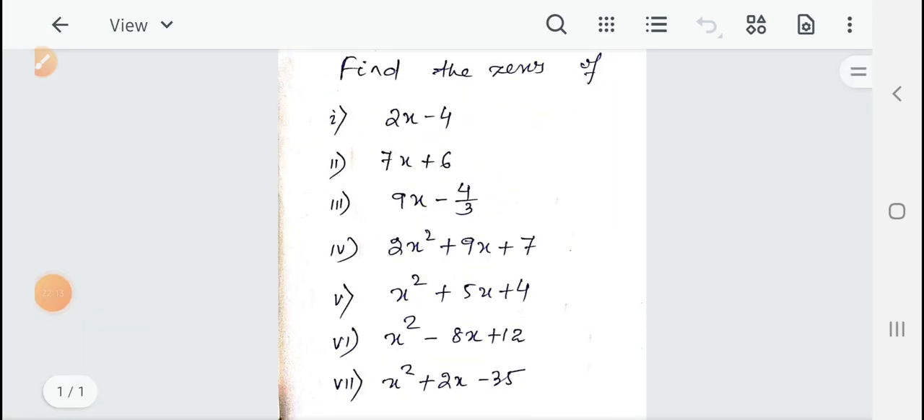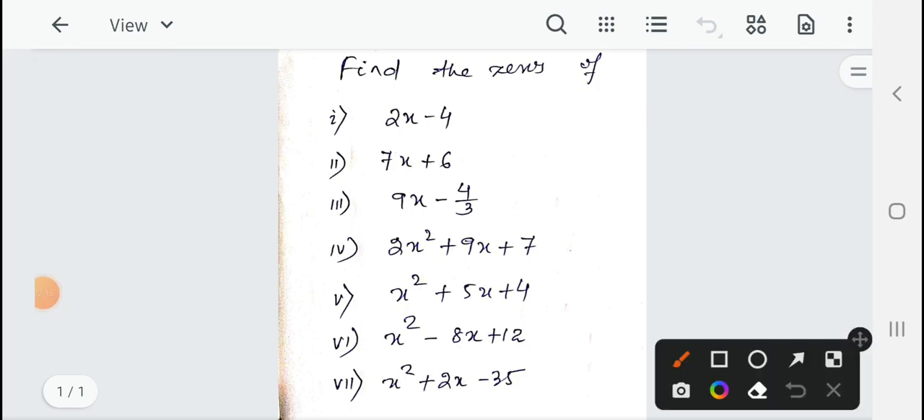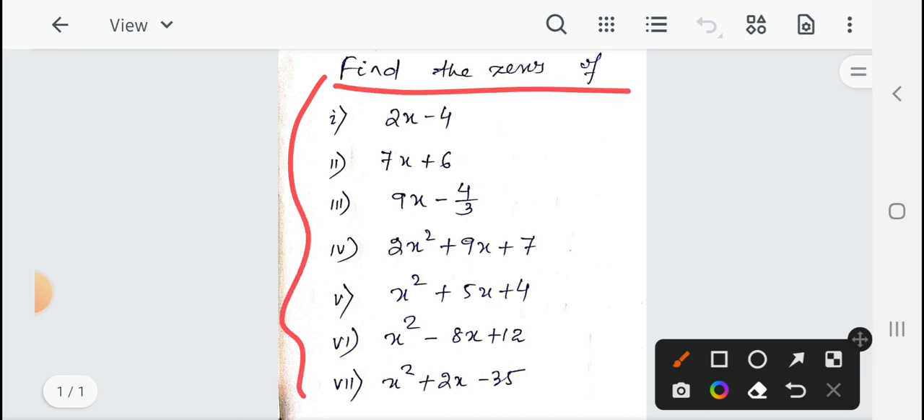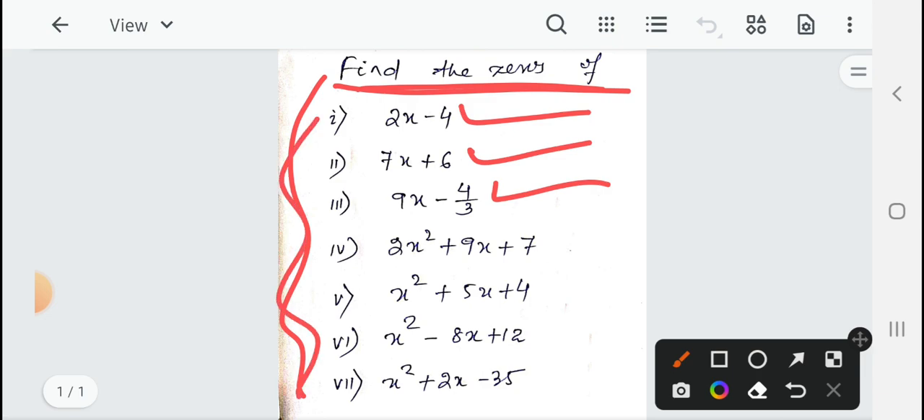This one is your homework for the day. First, you will write examples in each category. Then at last you will try to find the solution of this question: find the zeros of 2x minus 4, 7x plus 6, 9x minus 4 upon 3. These are the polynomials, and you will find their zeros. So it was all about today's class. In the next class we will discuss more about this.